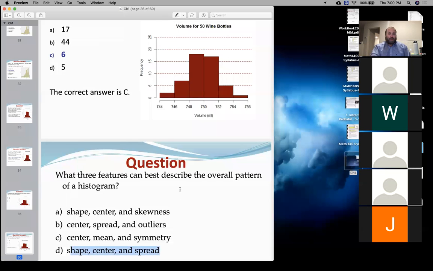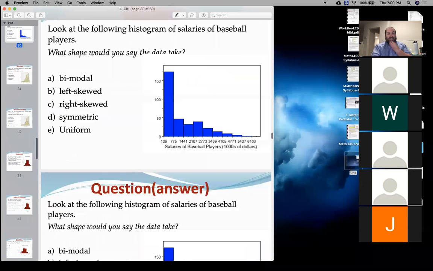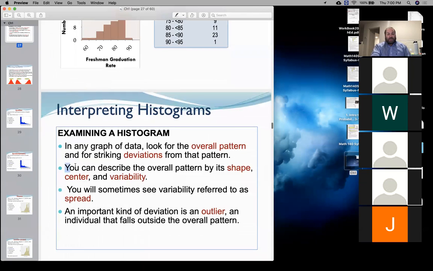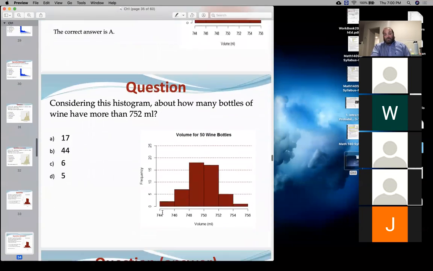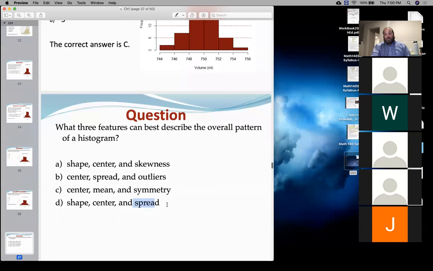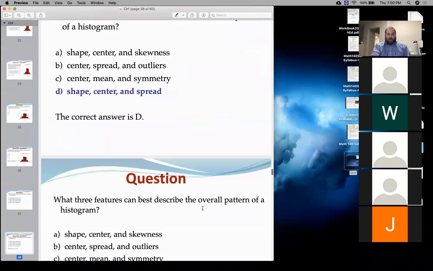That is correct, because if we look back at here, right here, the overall pattern by its shape, center, and variability is referred to as spread. So shape, center, and spread. The other things are, of course, important, but the 3 main are shape, center, and spread. Skewness is just a type of shape. Symmetry is just a type of shape. Mean is a type of center. And outliers are important, that's true, but not as important as shape, center, and spread. So the answer would be D.